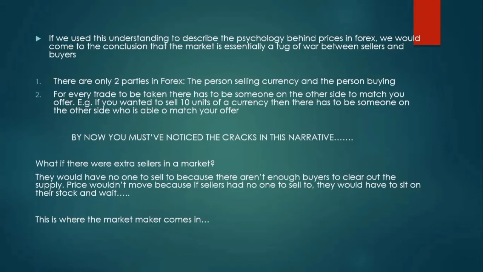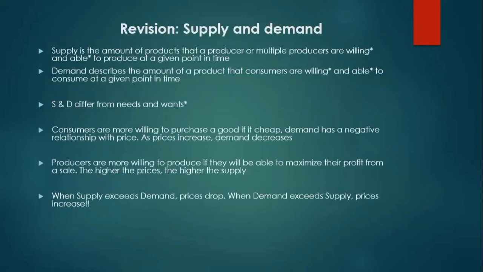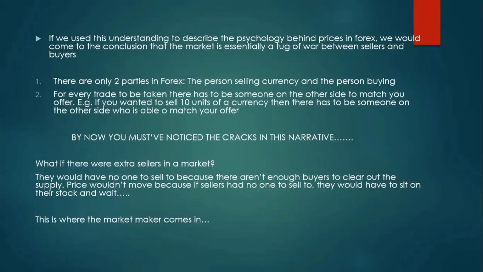But what if there are extra sellers in the market? They would have no one to sell to, because there are not enough buyers to clear out the supply. Prices wouldn't move because if sellers had no one to sell to, they would have to sit on their stock and wait. But we said demand exceeds supply. If no one is willing to buy on the other side, how are prices going to move? This is where the market maker comes in.